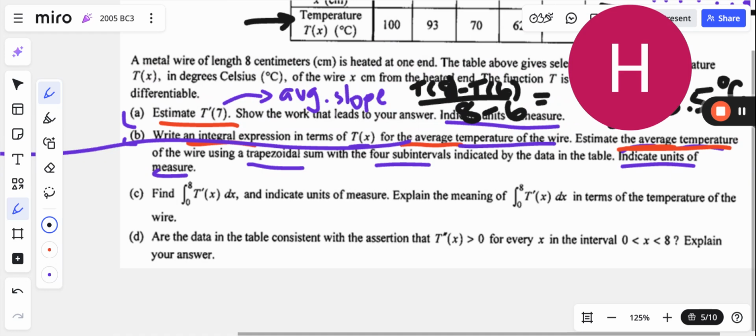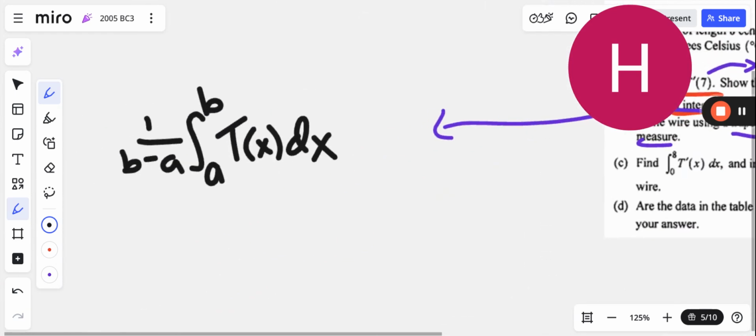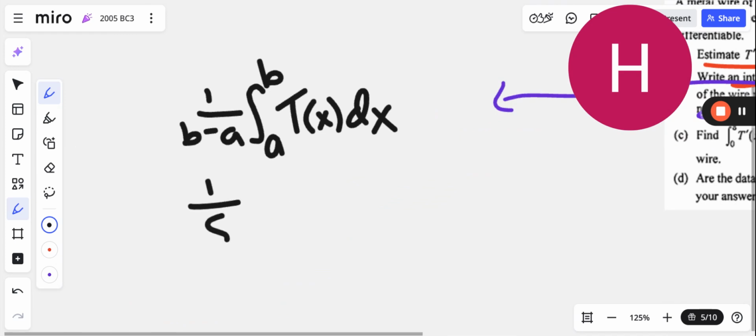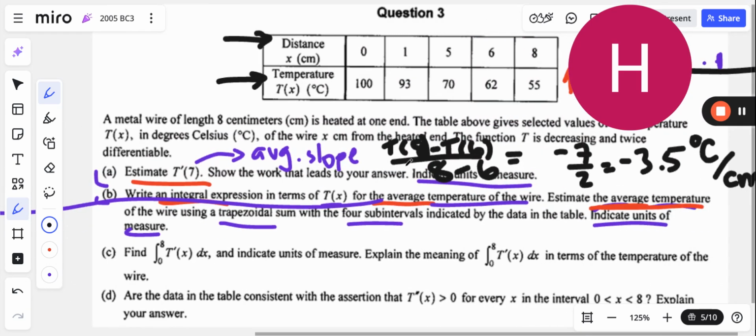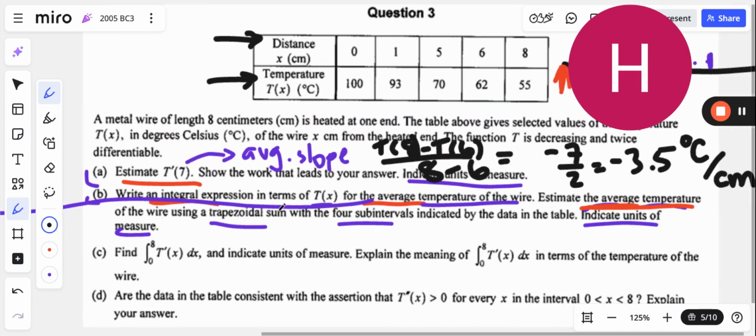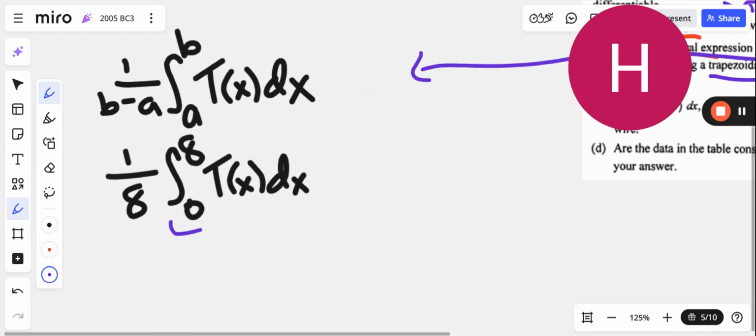And then we want to estimate it. So I guess we would put 1 over 8 times the integral from 0 to 8 of t of x. That is the average value. Now, since we don't have a specific function for t of x, we just have a few data points, we're going to have to approximate this integral. So here's where the trapezoid approximation comes into play.